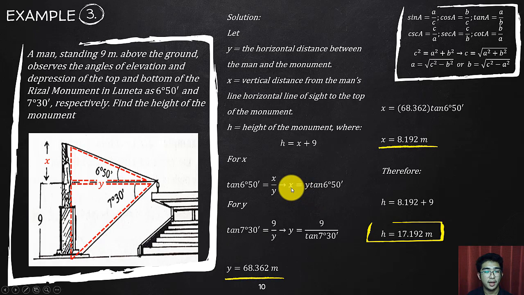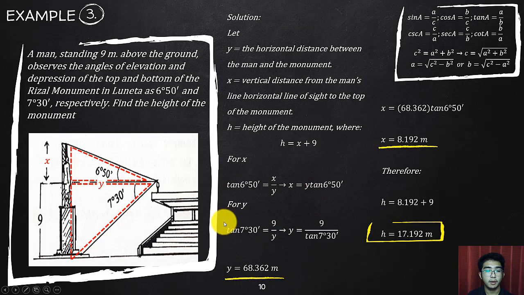So we cannot solve x yet because x needs y. We cannot solve h yet because h needs x. So solving h is equal to x plus 9. Turns out x is equal to y tangent 6 degrees 50 minutes. So before we solve h, we solve x. Before we solve x, we solve y. Okay, how do we solve for y?